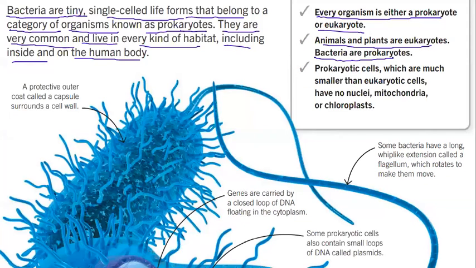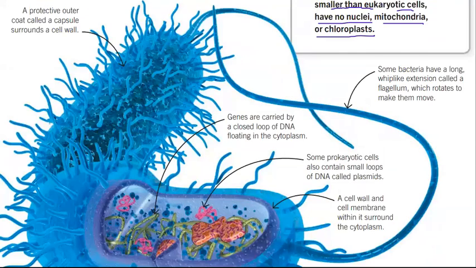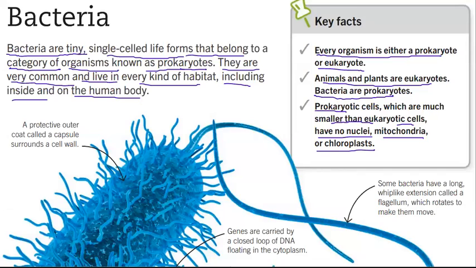Bacteria live in every kind of habitat, including inside and on the human body, and are called prokaryotes. Prokaryotic cells, which are much smaller than eukaryotic cells, have no nuclei and no mitochondria or chloroplasts. The function of prokaryotes is discussed here. They live in every kind of habitat.